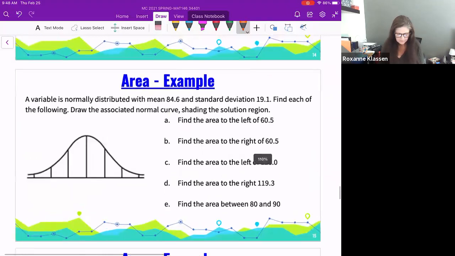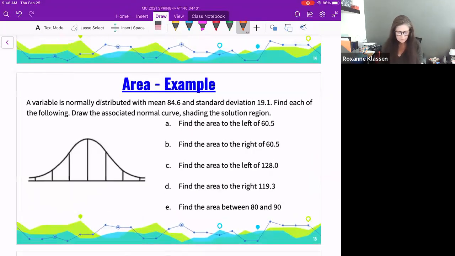So what I want you to do right now is read through this. You can draw your normal curve. This should be on your paper. So this says it's normally distributed. The mean is 84.6. The standard deviation is 19.1. Draw the normal curve, shading the solution region. Notice on your worksheet, you have different pictures for each one of these. Did you notice that? I hope. So you'll draw a separate normal curve for each one of those so you can shade.